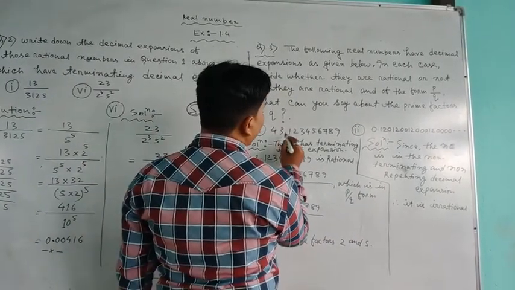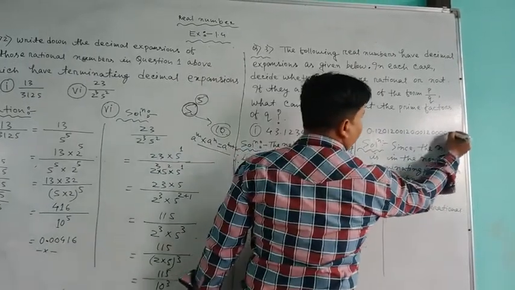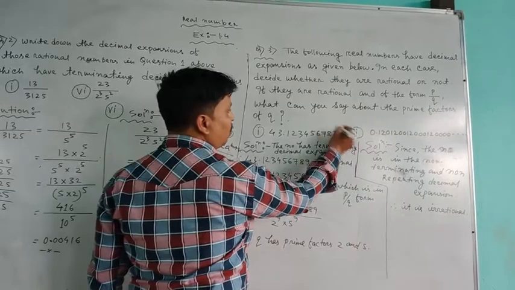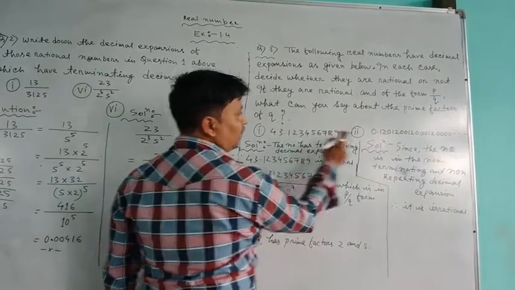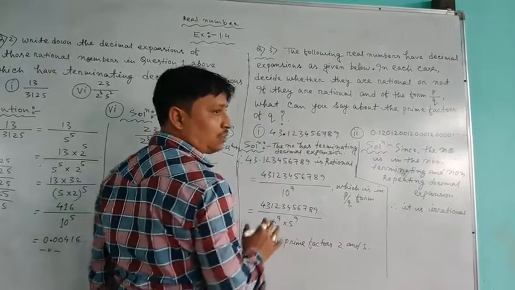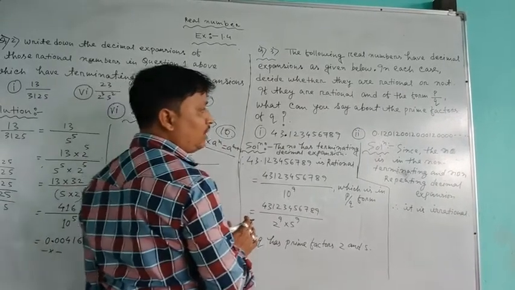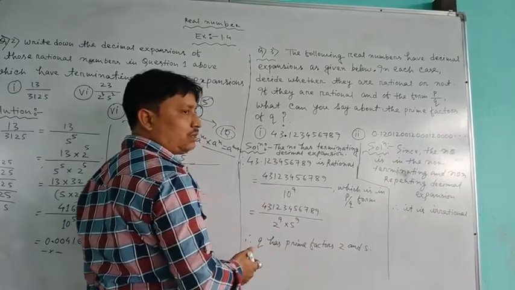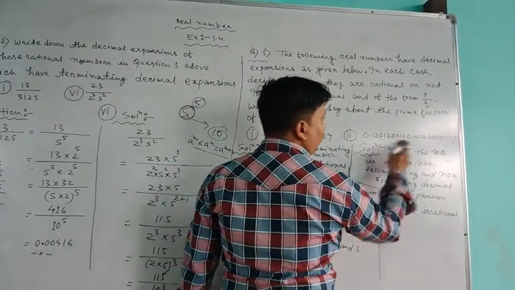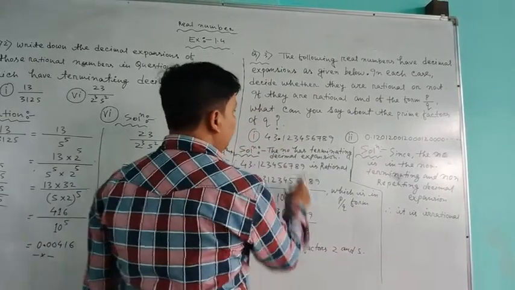So number 1, 43.123456789. And here you see backside given dot dot dot dot, means it is non-terminating, and this is terminating. Backside there is no dot dot dot dot sign. So this one is terminating and this one non-terminating. So if this number is terminating decimal expansion, it is rational. Already you know numbers which are having terminating decimal expansion are rational. Numbers which are having non-terminating and repeating decimal expansion are also rational. But this number, see, it is non-terminating and non-repeating, so it is irrational number. But this one is rational.